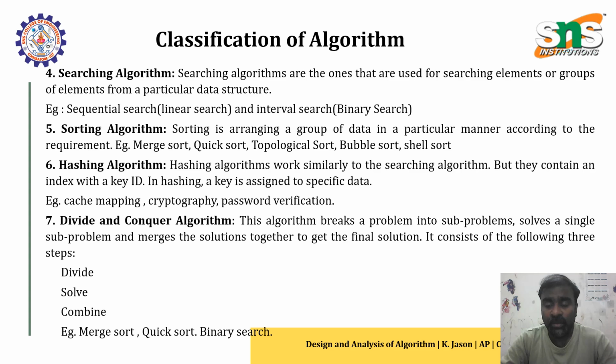So divide and conquer means there is n data. You have to split the data to make it easy to sort. So divide the data. Next you have to solve the data. Once again you have to combine it. So this is the divide and conquer algorithm.